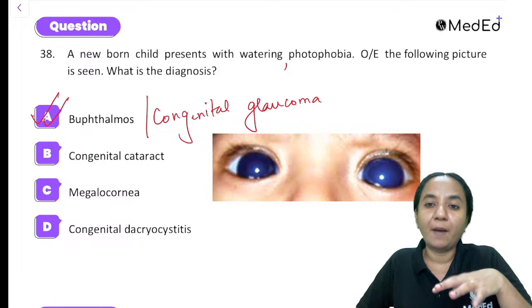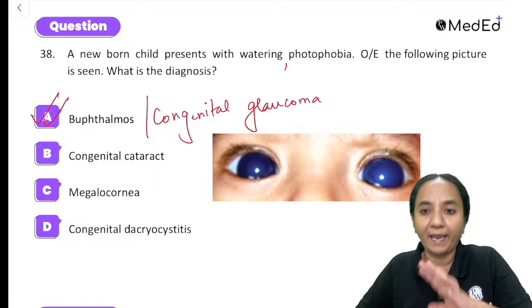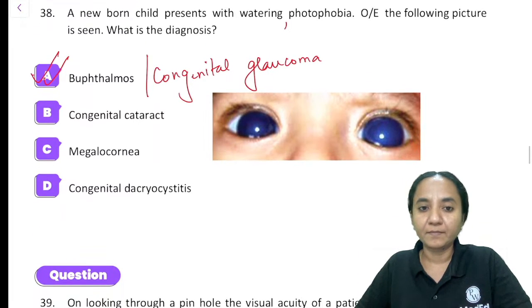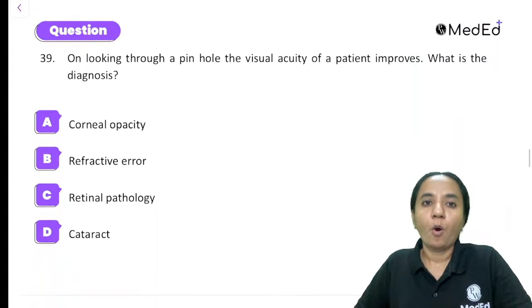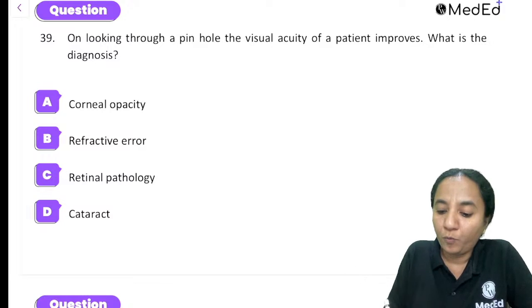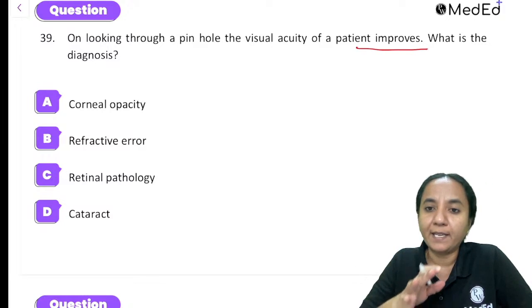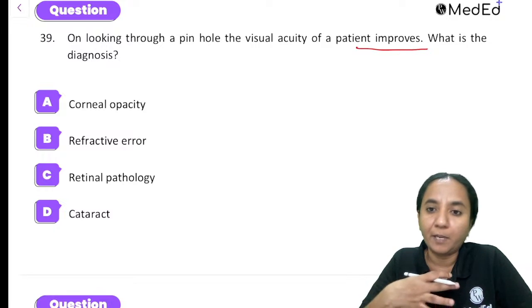Okay, this question has come in FMGE, it has come in NEET PG. It's a very high likelihood of coming again. Next question. On looking through a pinhole, the visual acuity of a patient improves. What is the diagnosis? So this is a very common clinical test that we do in everyday, day-to-day clinical practice.